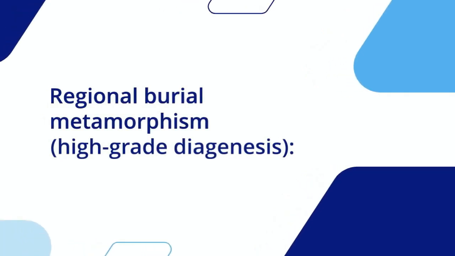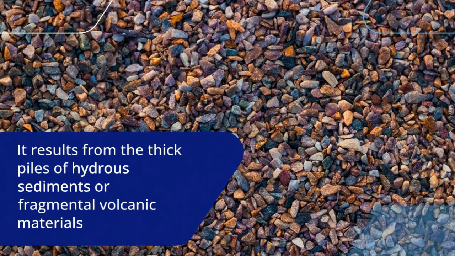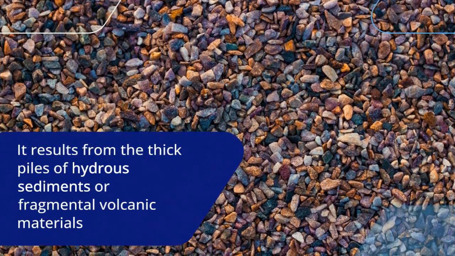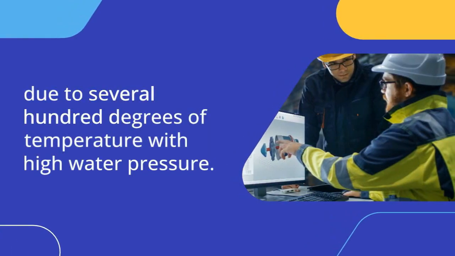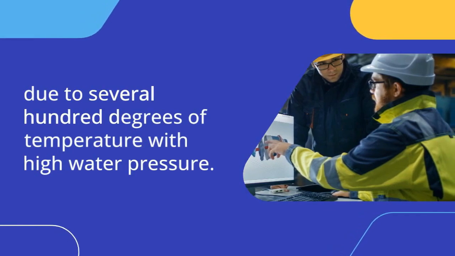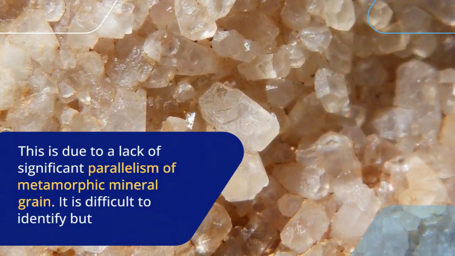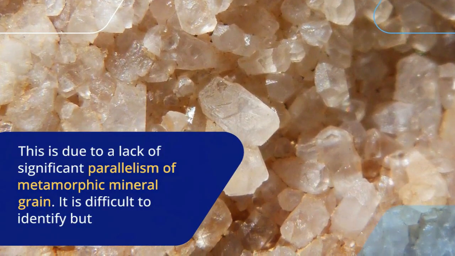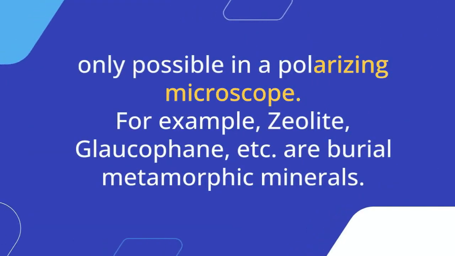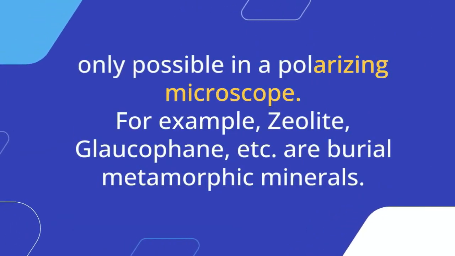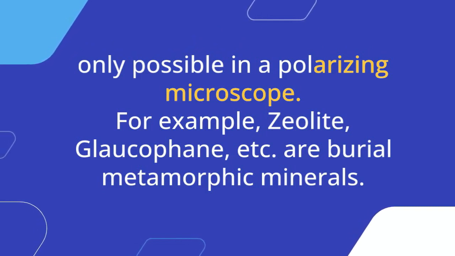Regional burial metamorphism, or high-grade diagenesis. It results from thick piles of hydrous sediments or fragmental volcanic materials due to several hundred degrees of temperature with high water pressure. This is due to a lack of significant parallelism of metamorphic mineral grains. It is difficult to identify but only possible under a polarizing microscope. For example, zeolite, glaucophane, etc. are burial metamorphic minerals.